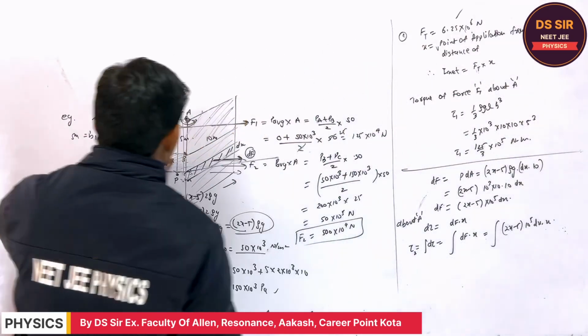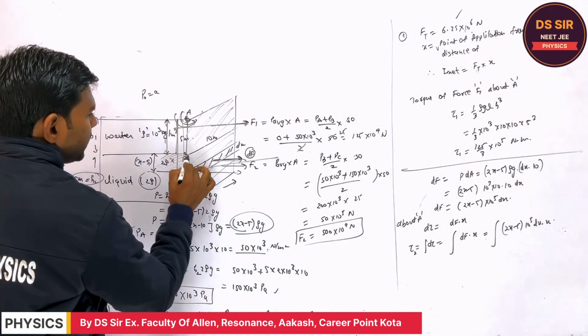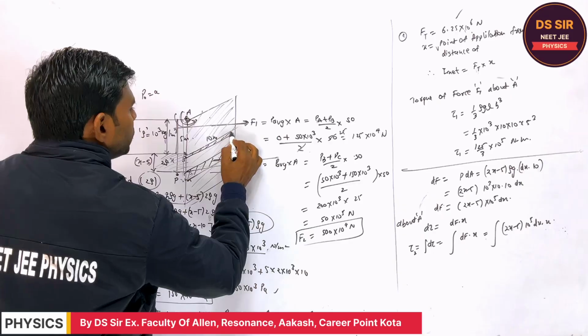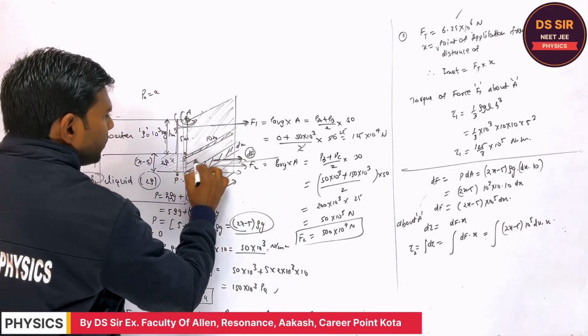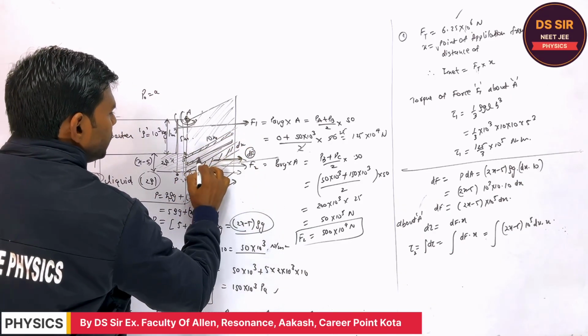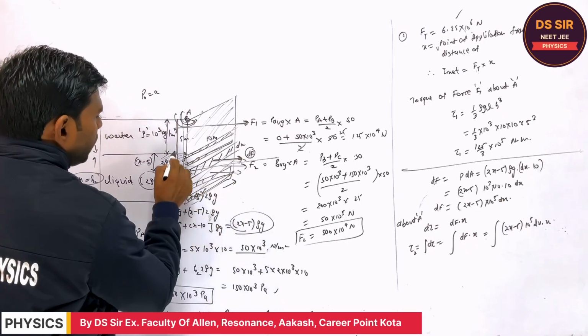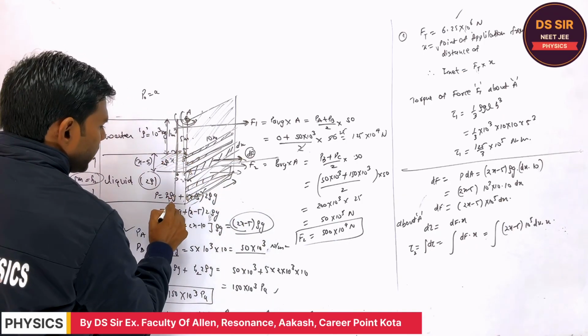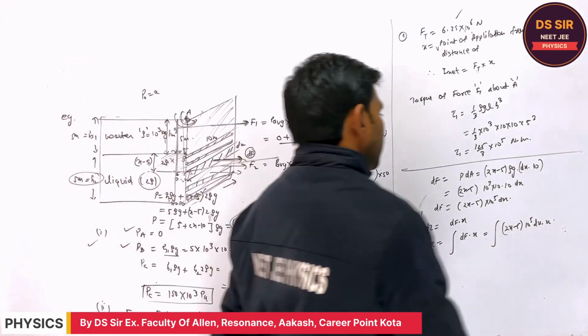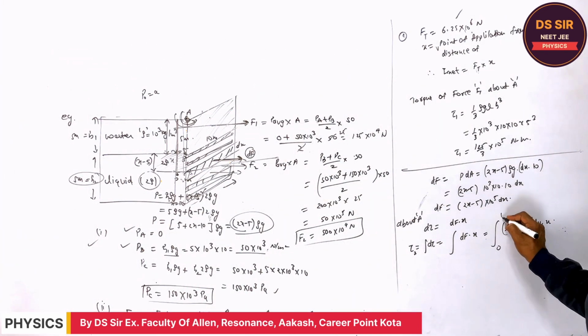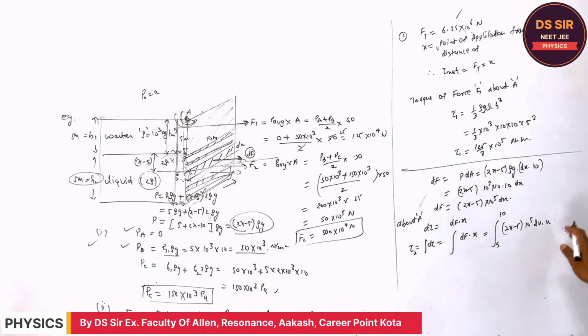The value of x will lie from, right, the strip starts on this face. Start from here. This is another strip, this is another strip, and this is the final strip. So the value of x varies from x equals 5 to x equals 10. Right, so this is 5 to 10. Is it clear or not?